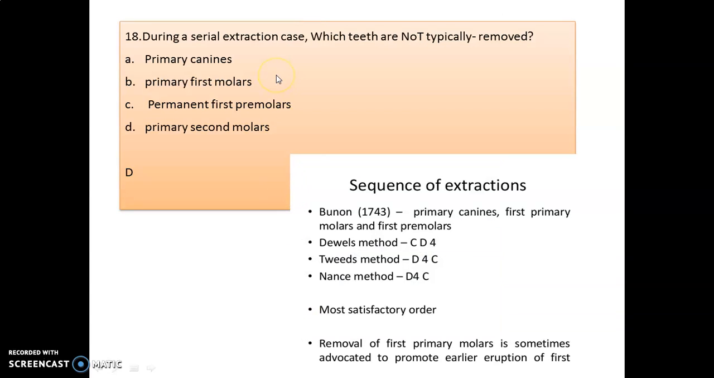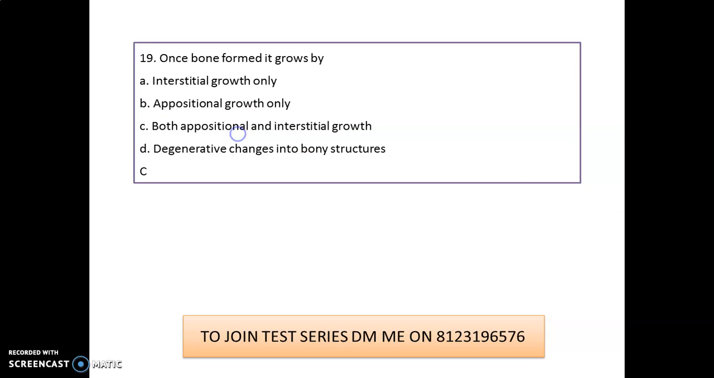Then during a serial extraction case, which teeth are not typically removed? First let us see a few sequences of extraction. Dunn method is there. He told the extraction of primary canine, first primary molar and first premolar. Then Tweed we have CD4, and Nance we have D4C. Okay aspirant, so most often the primary second molars are not typically removed in serial extraction case, and serial extraction is done in cases where there is more than 10 mm of discrepancy.